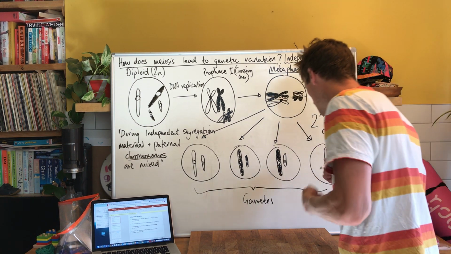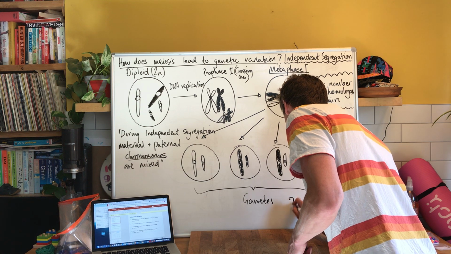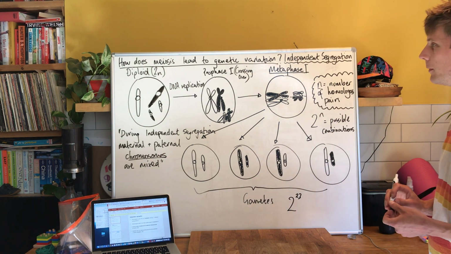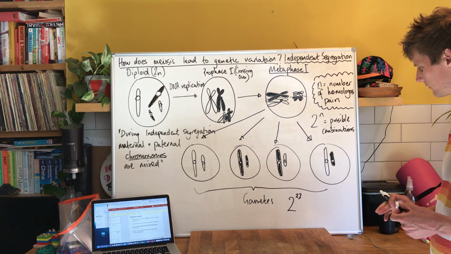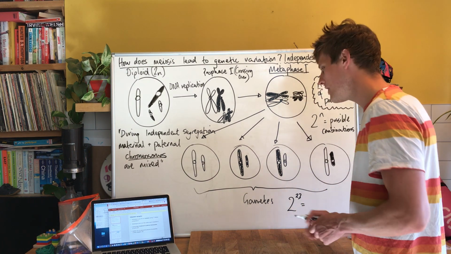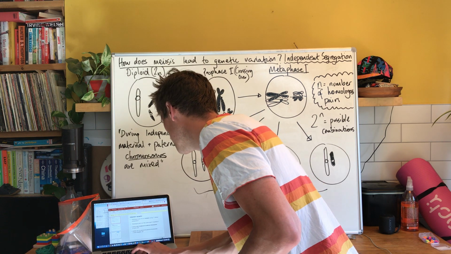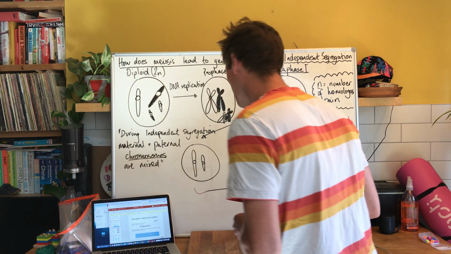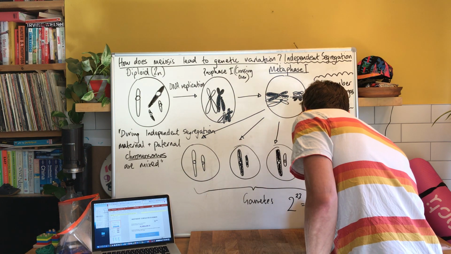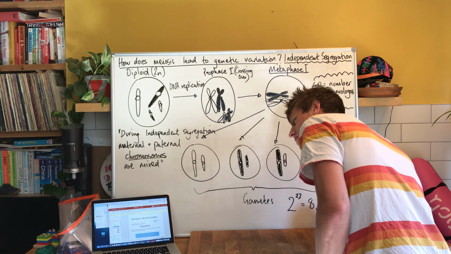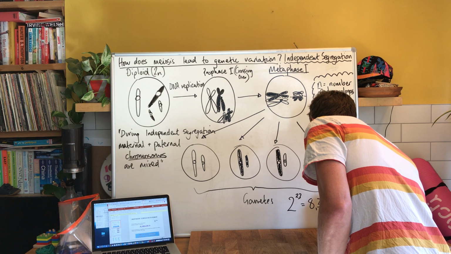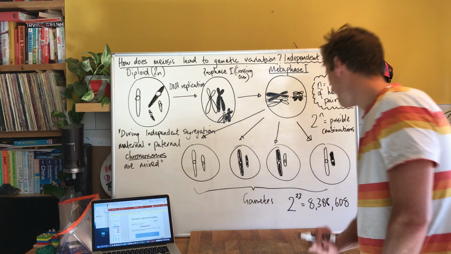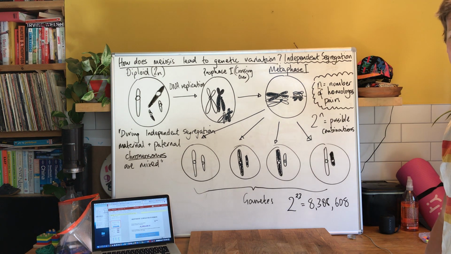In humans, so humans have 23 homologous pairs. So 2 to the power of 23 is 8 million. Oh no, I should have written this down. 8,388,608 possible combinations.